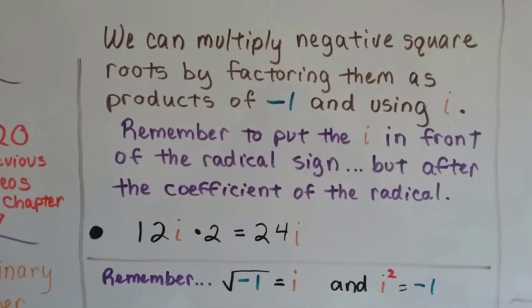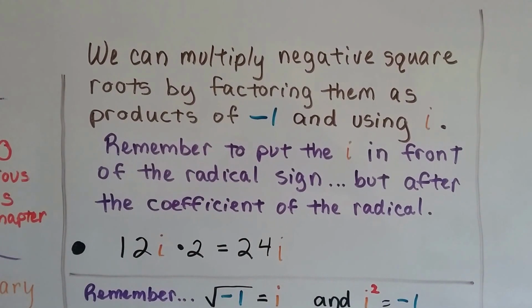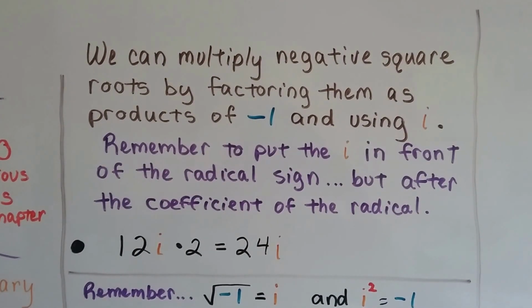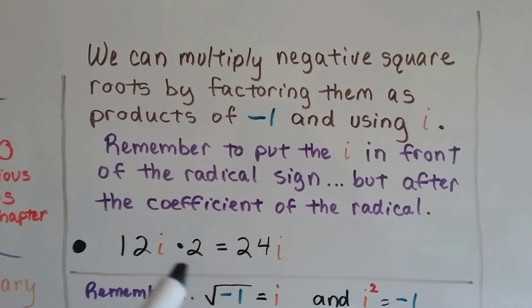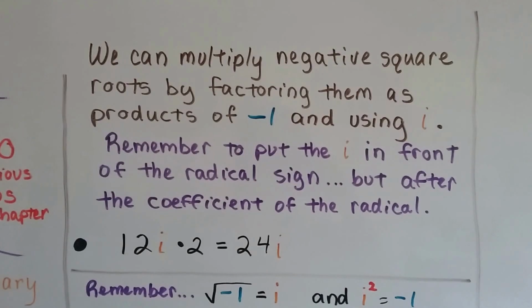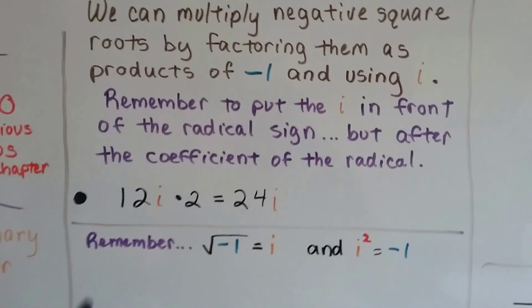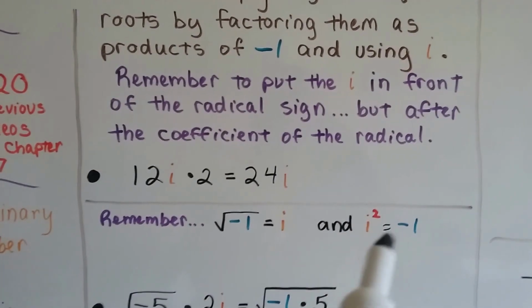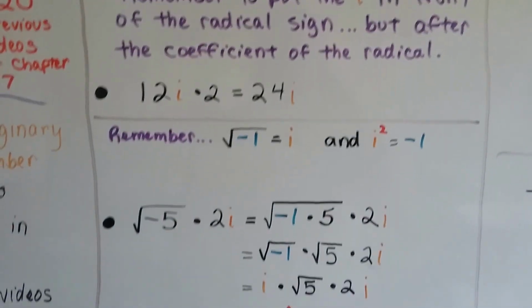So we can multiply negative square roots by factoring them as products of negative 1 and using i. Just remember to put an i in front of the radical sign, but after the coefficient of the radical. If we've got 12i times 2, we just have 24i. That's easy, isn't it? So we need to remember that the square root of negative 1 is i, and that i squared is negative 1.